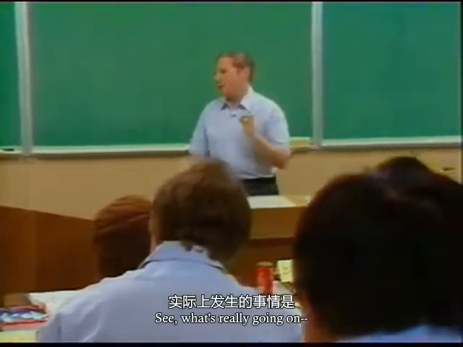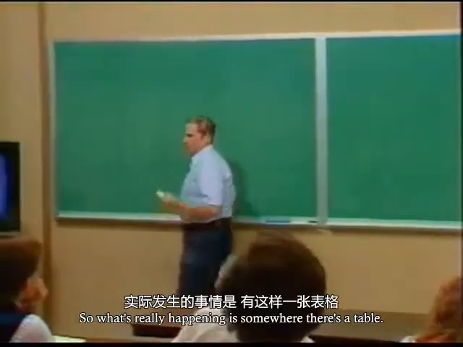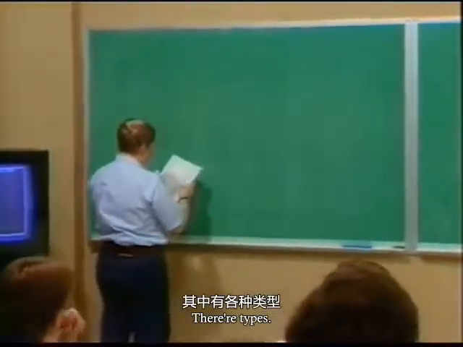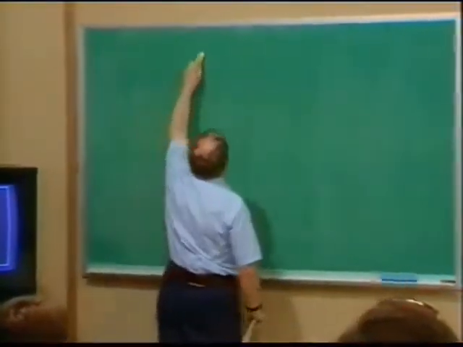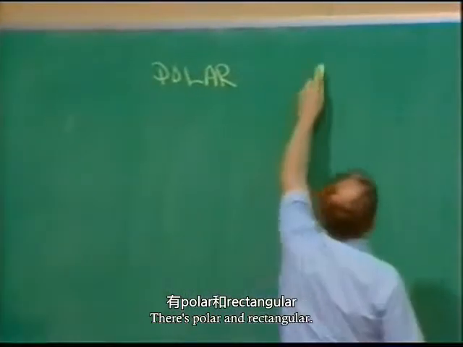See what's really going on. Abstractly in this system, there's a table. See, what's really happening is somewhere there's a table. There are types. There's polar and rectangular.